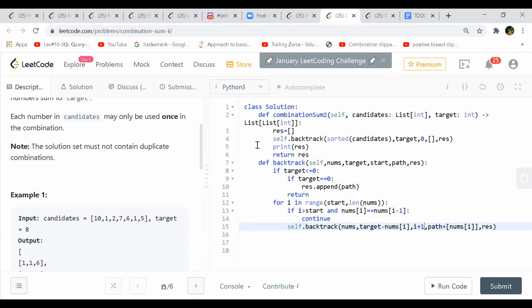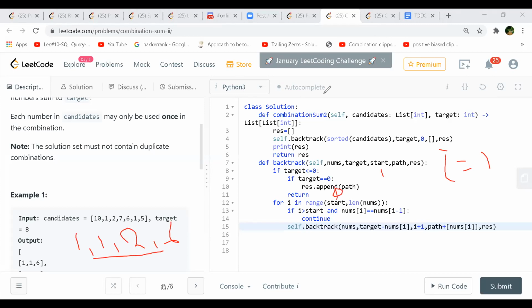Okay, let me just say, let's analyze 1 1, that will be better. Initially your array will be sorted: 1 1 2 6. Let's take till here only. Initially your start is 0, right? And i is also 0. For the next call, i will become 1, and start will be updated to 1 only.